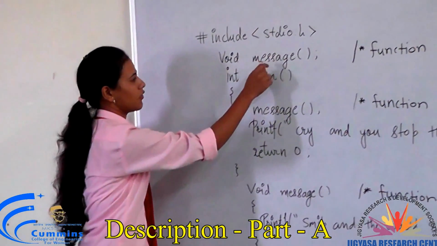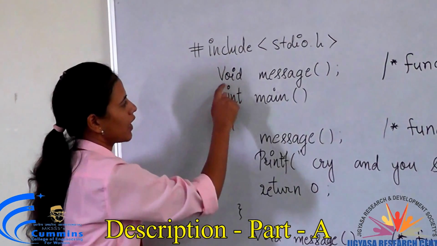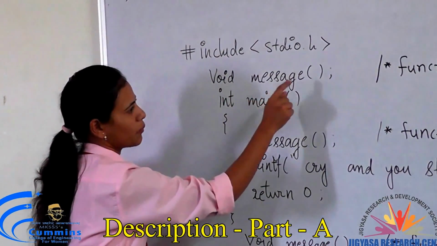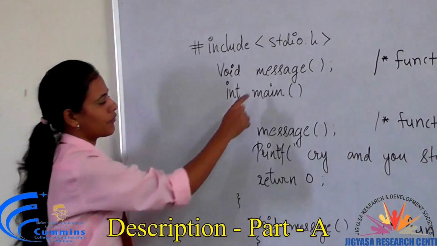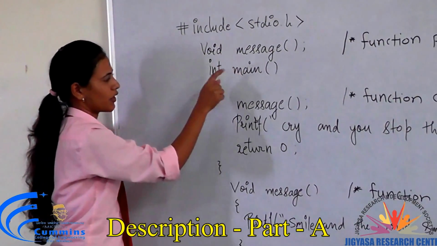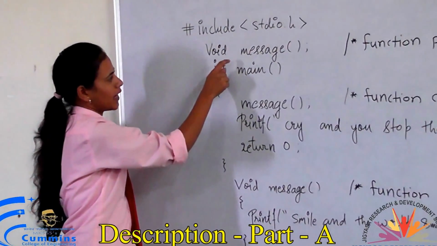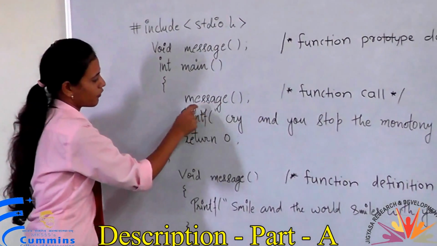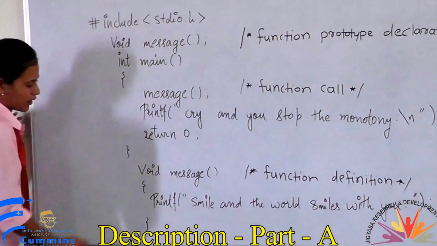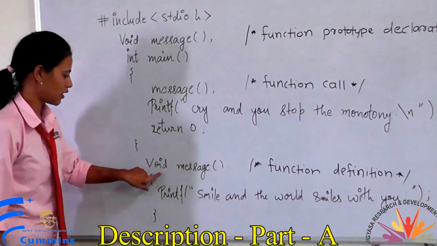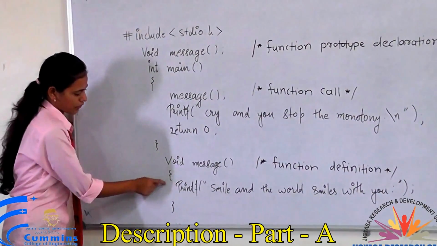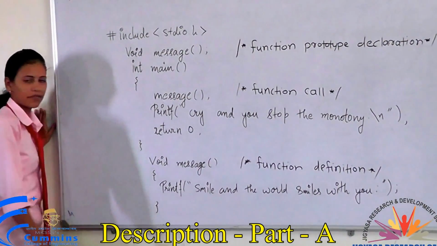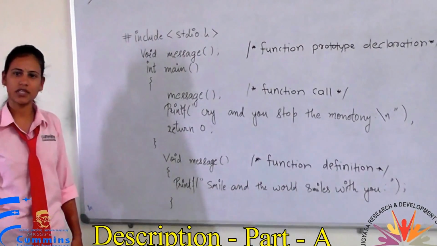Here message is the function name, and void message is the function prototype declaration. After completing its execution, it does not return anything, which is indicated using the keyword void. Here we call the function message, and this void message is the function definition. In this definition, we have only a printf statement, but we can use if, for, while, switch, etc.